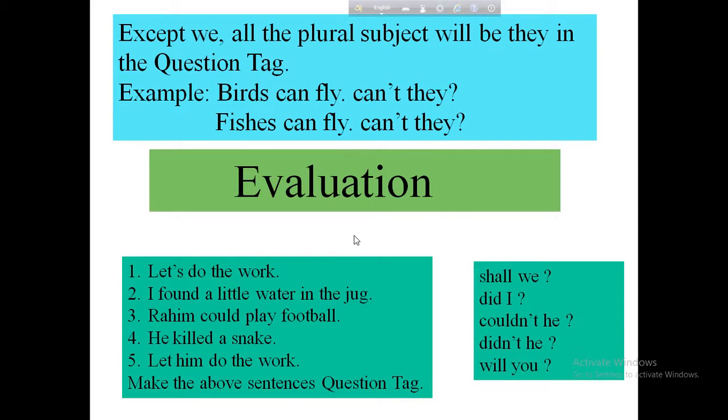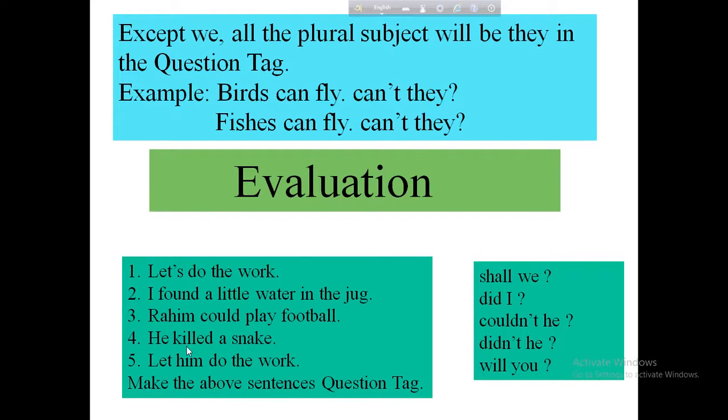So, evaluation. Let's do the work, shall we? So let's means shall we? I found a little water in the jug. Found is verb 2, so of course you have to use did. A little here is a negative word. For this reason the tag will be affirmative.